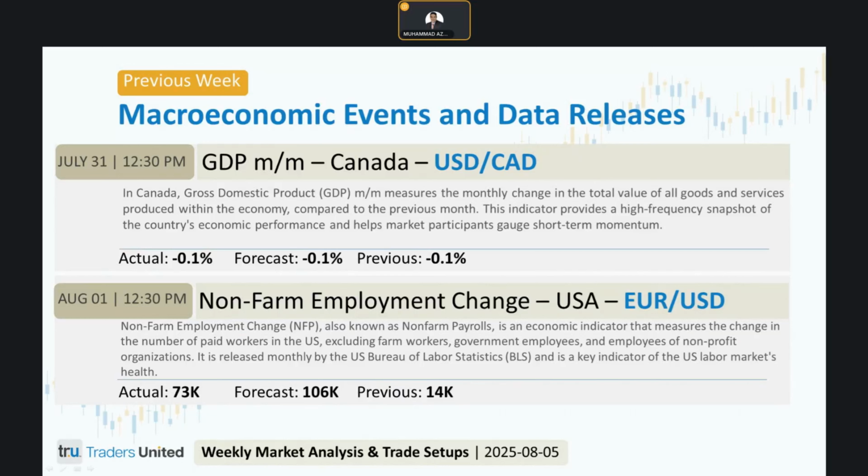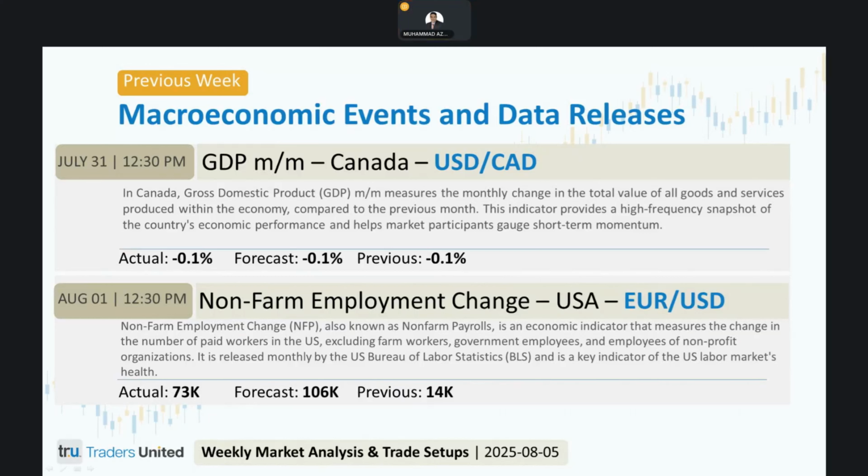Now, the potential market impact on USD-CAD is that GDP is in line with the expectation. The expectation was minus 0.1%, and the actual number we got is also minus 0.1%. While no surprise in the data, the repeated contraction adds weight to bearish sentiment towards the Canadian economy. With inflation concerns easing and growth stalling, the BOC, the Bank of Canada, may lean towards monetary easing. This outlook has contributed to Canadian dollar weakness, pushing USD-CAD higher.